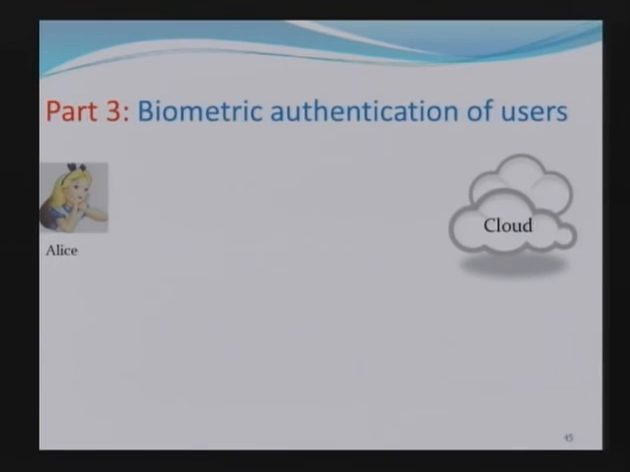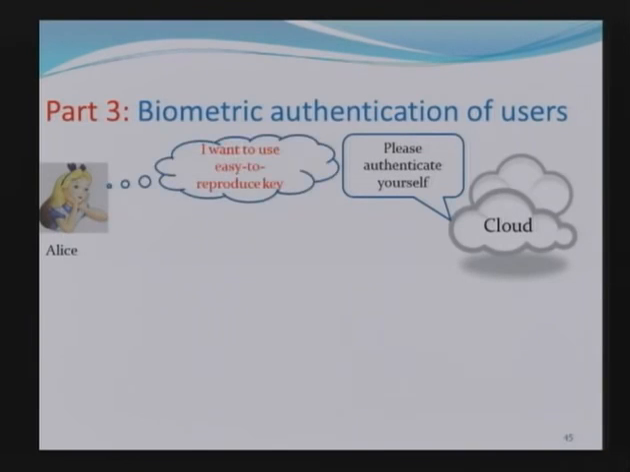Say Alice goes to the cloud to perform some cryptographic task. The cloud is going to tell Alice, please authenticate yourself to me. I need to know that it is indeed you. And Alice wants to use an easy to reproduce key. If it's some random looking string, then she has to store it somewhere or remember it. It would be nice if it's a password or something like that.